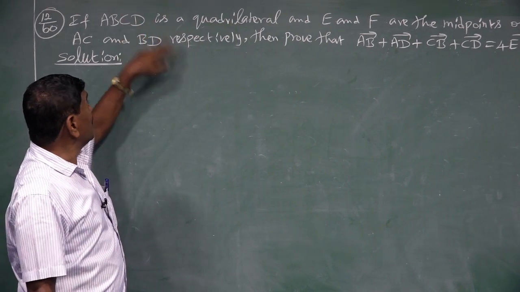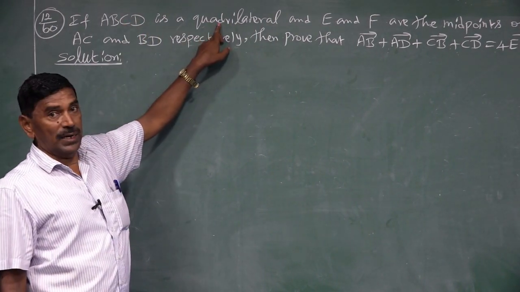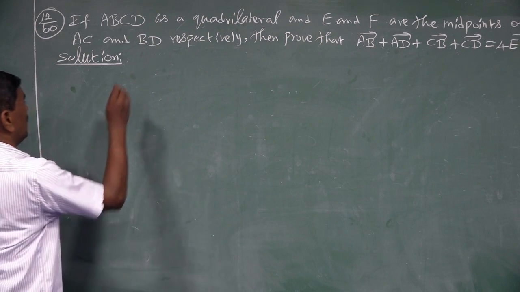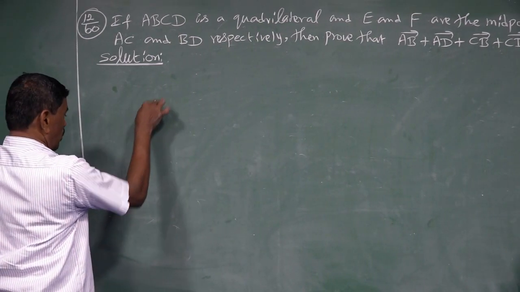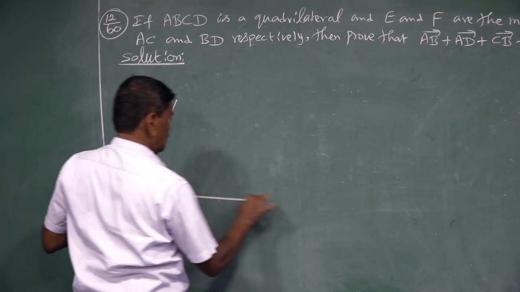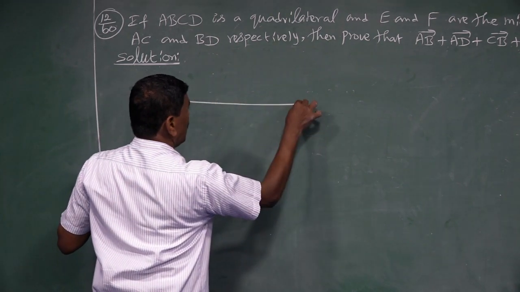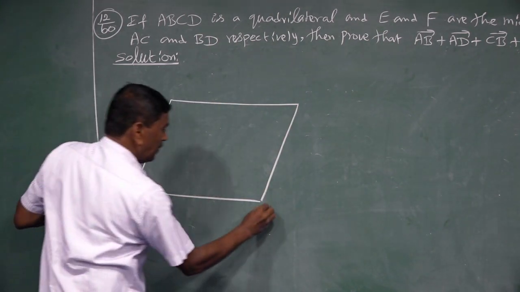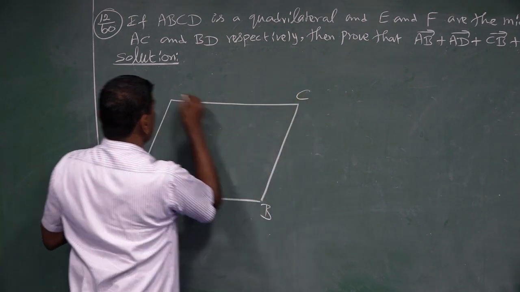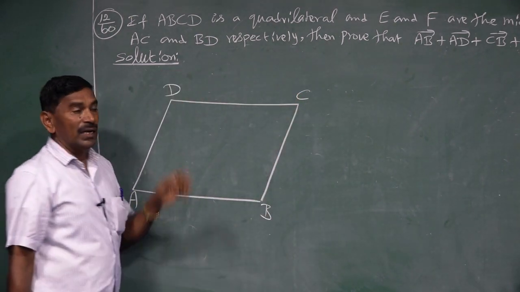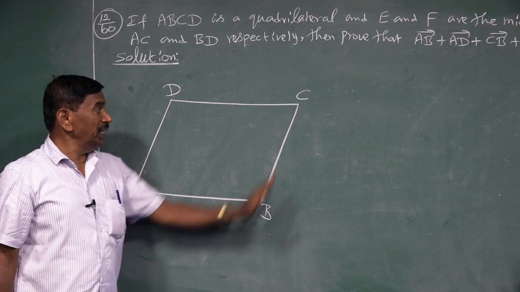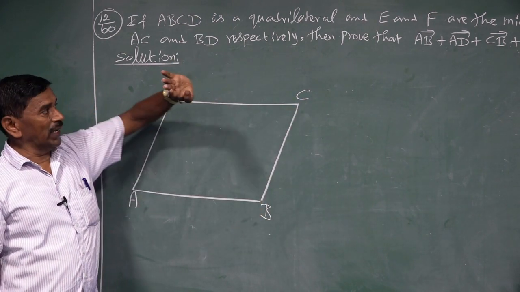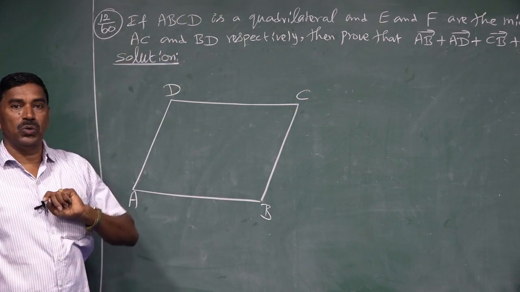Given that ABCD is a quadrilateral, first let us draw the quadrilateral. Listen, step 1: let us draw the quadrilateral. Let A, B, C, D be a quadrilateral. Given that ABCD is a quadrilateral. Step 1 over. Next, step 2.